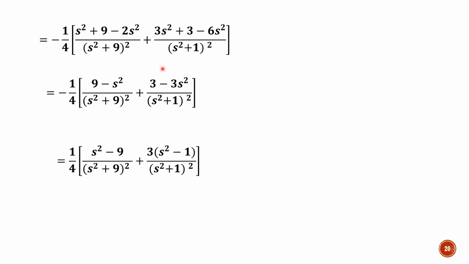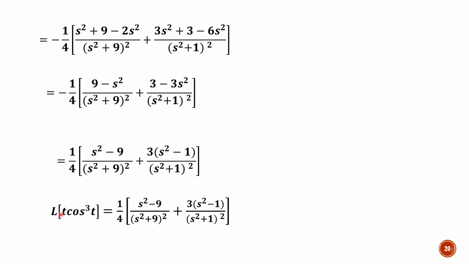So the main thing is calculating L of cos cube t. Since L of cos cube t cannot be written directly, we have to make use of the trigonometric formulas and calculate L of cos cube. Then whatever answer we have got, we have to differentiate it once because we have t into cos cube t. So L of t cos cube t is 1 upon 4, s square minus 9 upon s square plus 9 the whole square, plus 3 into s square minus 1 upon s square plus 1 the whole square. This is the L of t into cos cube t.